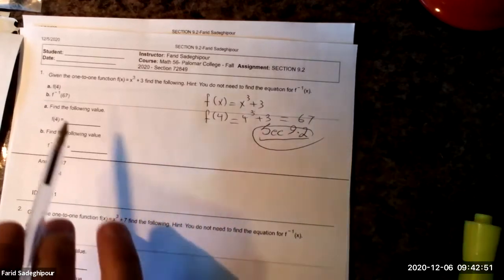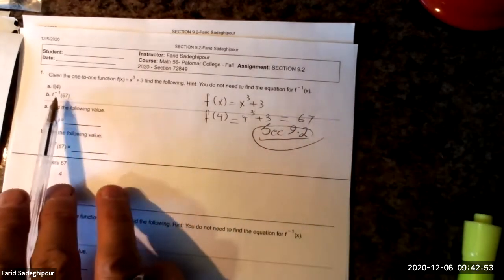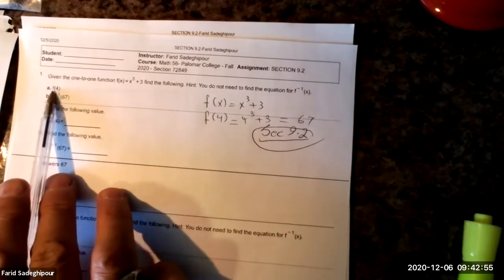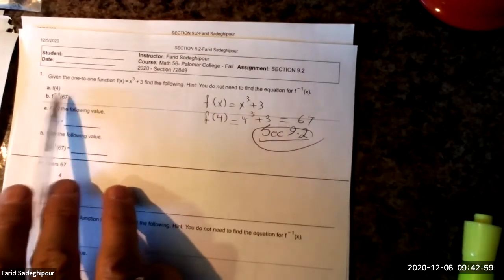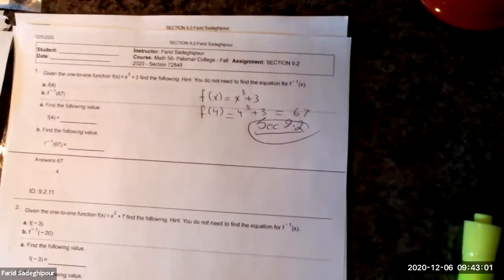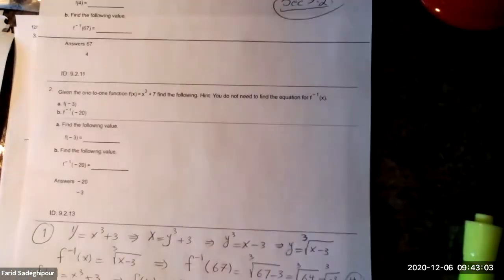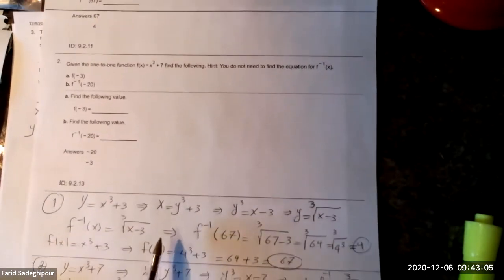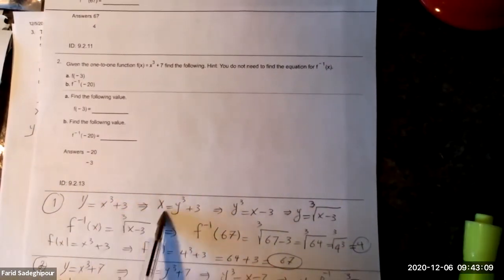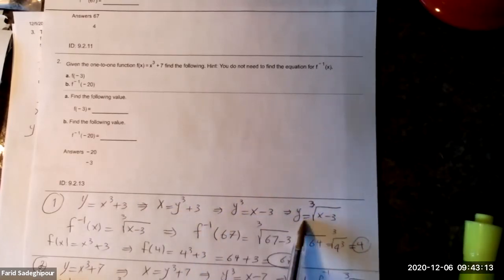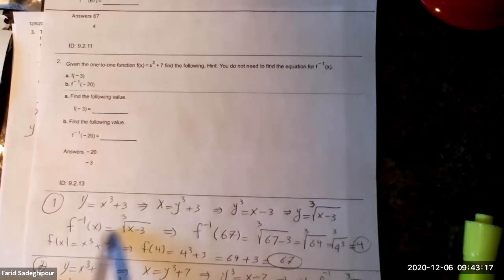Then they ask you to find, this means what? This means find the inverse function, which is f^-1, and then put 67 inside of that. So what I need to do is first find the inverse function here. To find the inverse function, first I switch x and y, okay? Then I write y in terms of x. This is your inverse function because y is written in terms of x.